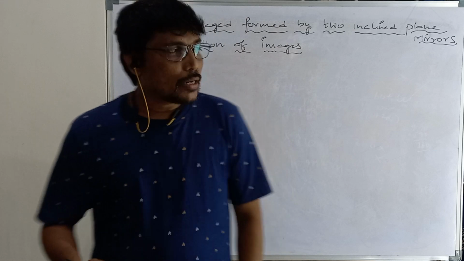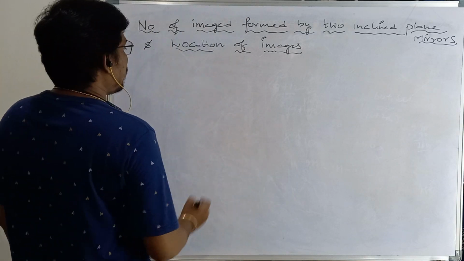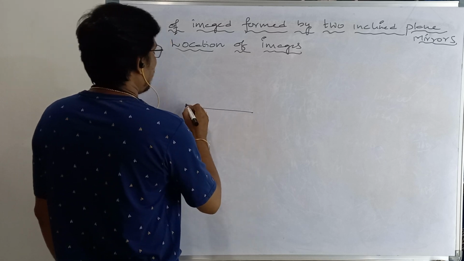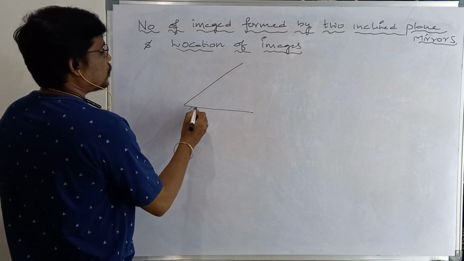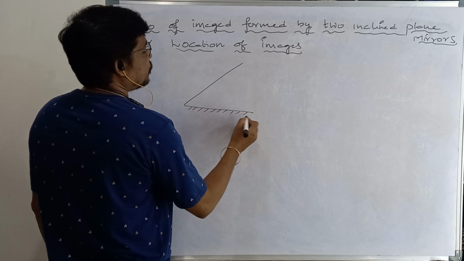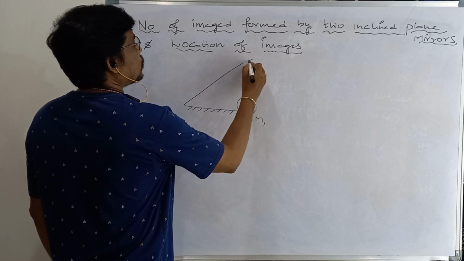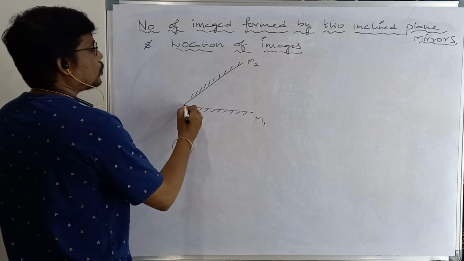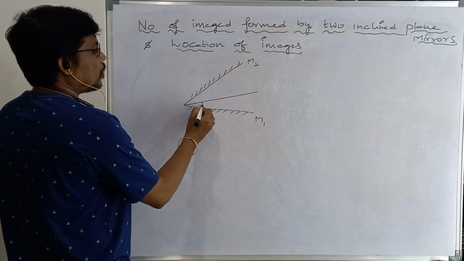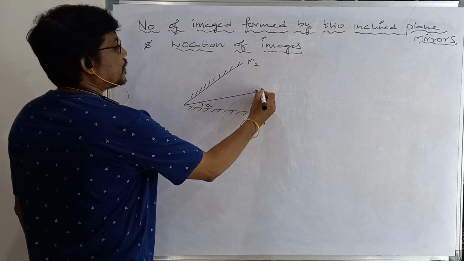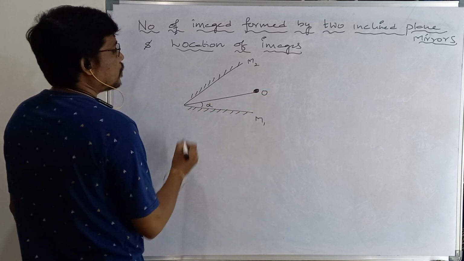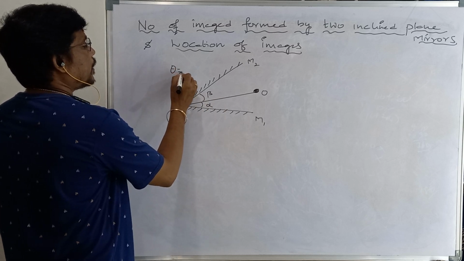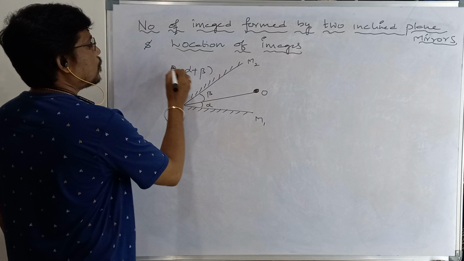Suppose you take two plane mirrors. This is mirror 1 and this is mirror 2. Now, this is inclined with an angle alpha. The object is placed at this point. Say this is the object and this is beta. Now the total angle, theta, is equal to alpha plus beta.